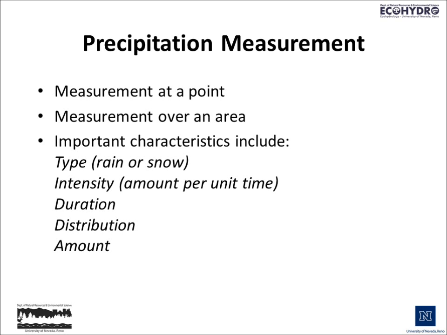Some of the important characteristics of precipitation measurement include the type, whether it's rain or snow, the intensity, that means the amount per unit time, the duration of the rainstorm or the snowstorm, the distribution over the landscape, and actually the amount, especially the amount reported in linear measurements like inches or millimeters.